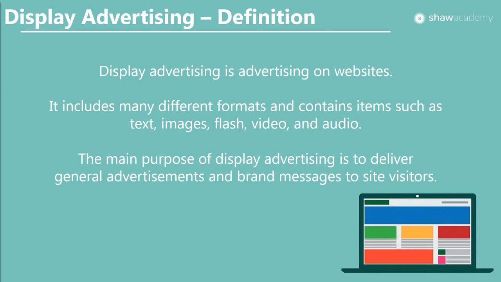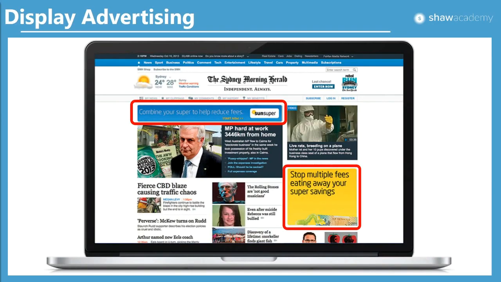Okay, so display advertising, let's just go through this, is advertising on websites. It includes a lot of different formats and contains items like text, images, flash, video, and audio. The main purpose of display advertising is to deliver general adverts and brand messages to site visitors. It's also pay-per-click, or pay per impression, or cost per mille, or cost per acquisition. It depends on how you set it up. So this is just to outline for you guys.